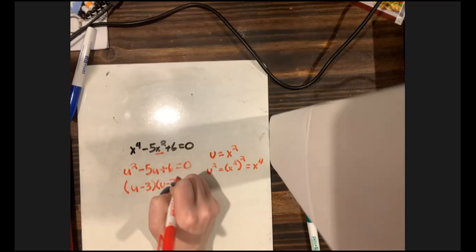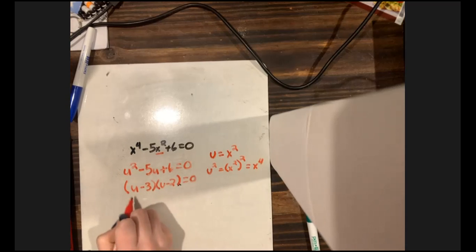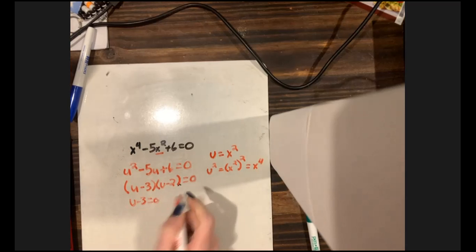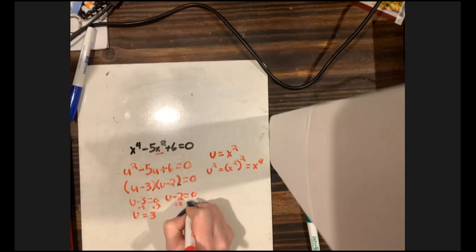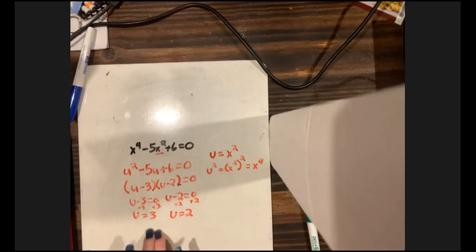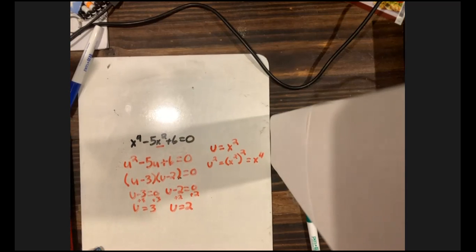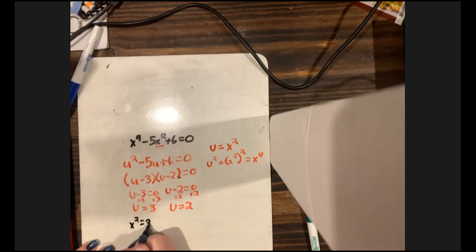So I'm going to do u minus 3 equals 0, u minus 2 equals 0. We're going to add that 3, so I get u is 3. I'm going to add that 2 and get u equals 2. Now, I'm not done here because I'm still in the variable u. So now is when I'm going to switch back to my other one. Okay, so I go back, u is x squared. So now I have x squared equals 3 and x squared equals 2.